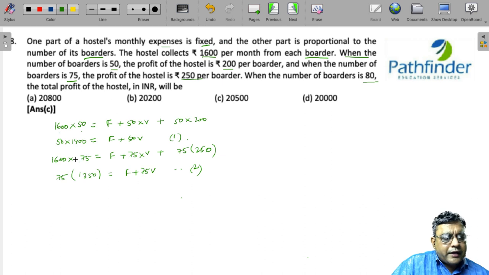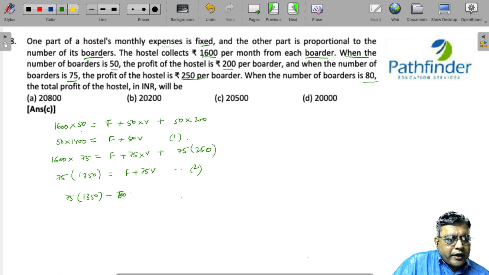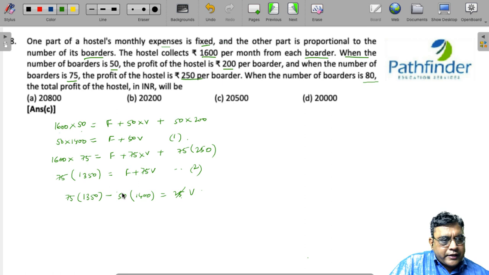When you subtract 1 from 2, you get 75 into 1350 minus 50 into 1400, which must be equal to 25 times V. So you cancel out 25, you get 2 here, you get 3 here. So 3 into 1350 minus 2 into 1400. So this is 4050 minus 2800, that is equal to V. So V is equal to 1250.